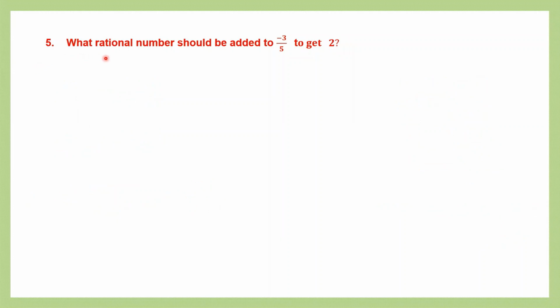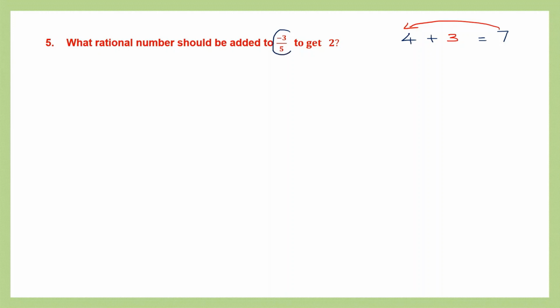Question 5. What rational number should be added to minus 3 by 5 to get 2? So here also let's use a simple example. Now what should I add to 4? What should I add to 4 if I have to get 7? 4 plus what will give me 7? 4 plus 3, isn't it? Now how did we get that 3? By subtracting 7 minus 4. So similarly, let's write the actual numbers here.